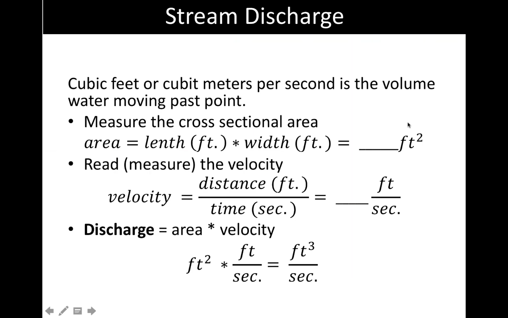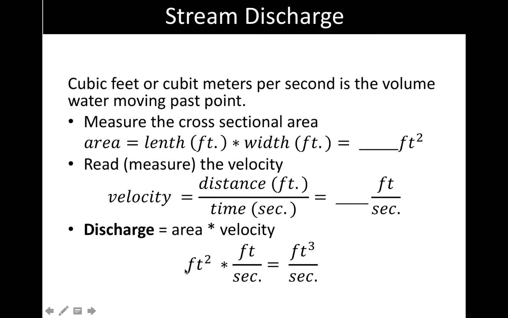Okay, so here are the basic relationships, right? Area is just length in feet times width in feet. If you wanted to, you could substitute meters in here. Okay, meters would be fine. We're doing it in feet. We want to measure the velocity. So velocity is just distance in feet divided by time. In this case, time is in seconds. So now we have two measurements, feet squared and feet per second. If we want to measure the discharge, the units will break down like this.